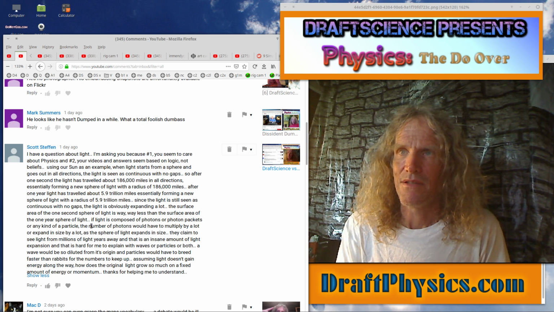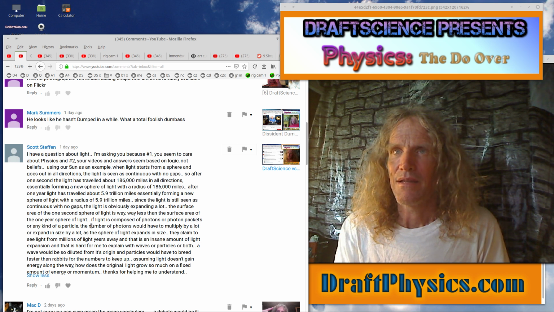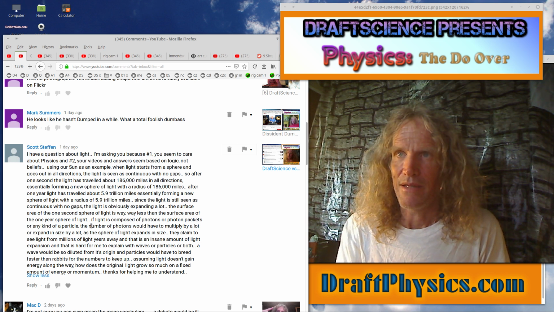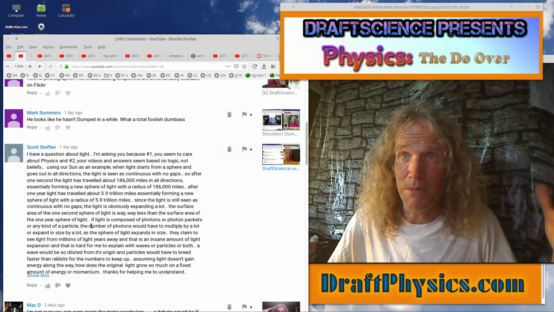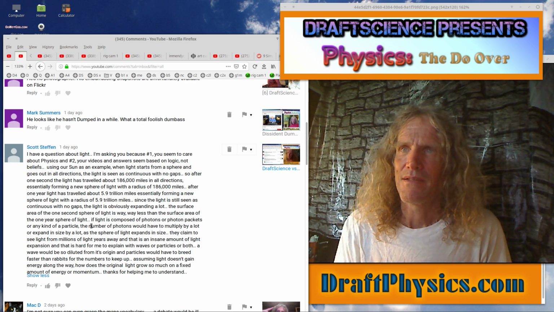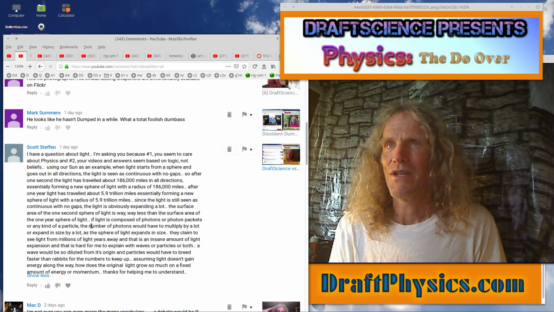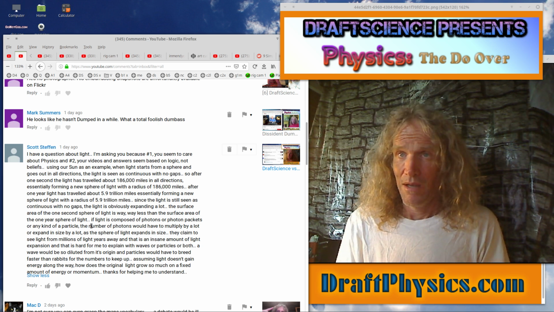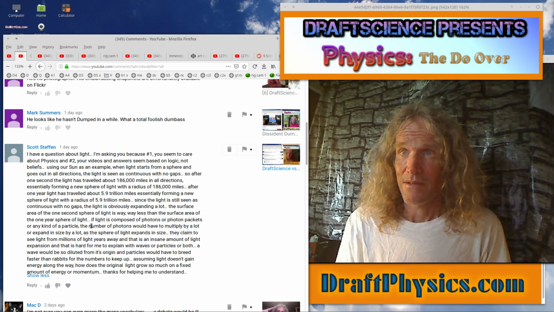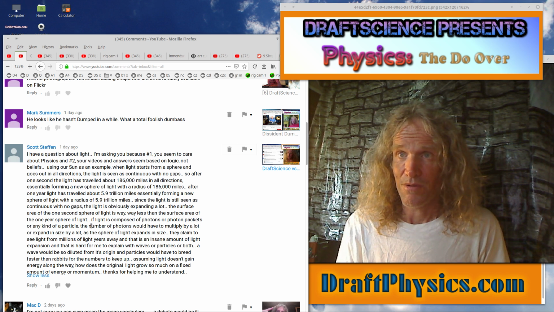Light is seen as continuous with no gaps. There's lots of gaps. So after 1 second, the light has traveled about 186,000 miles in all directions, essentially forming a new sphere of light, yes, a new image, or whatever you want to call it, with a radius of 186,000 miles. After 1 year, the light has traveled 9 trillion miles, essentially forming a new sphere of light with a radius of 9 trillion miles, yes. Since the light is still seen as continuous with no gaps, the light is obviously expanding a lot.